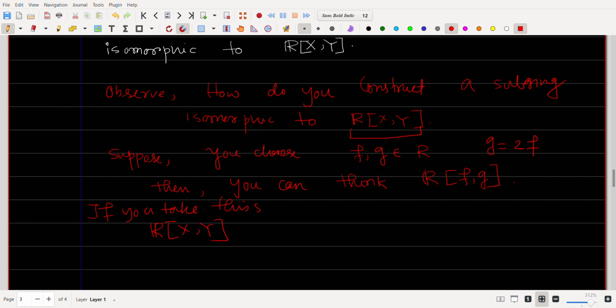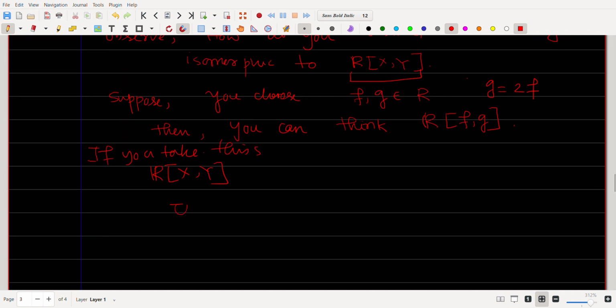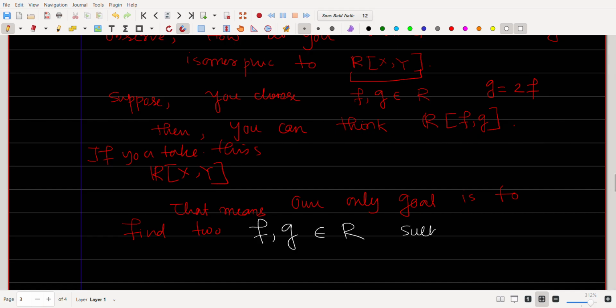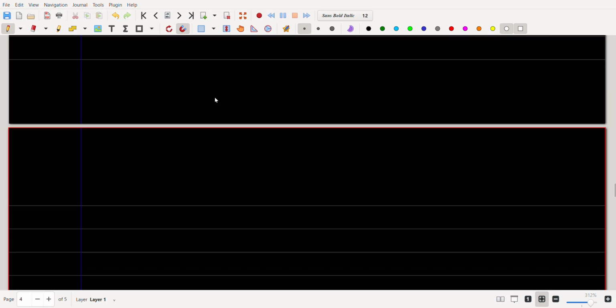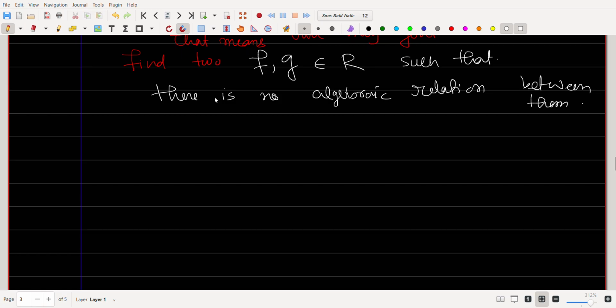So that means our only goal is to find two functions f, g in R such that there is no algebraic relation between them, right?